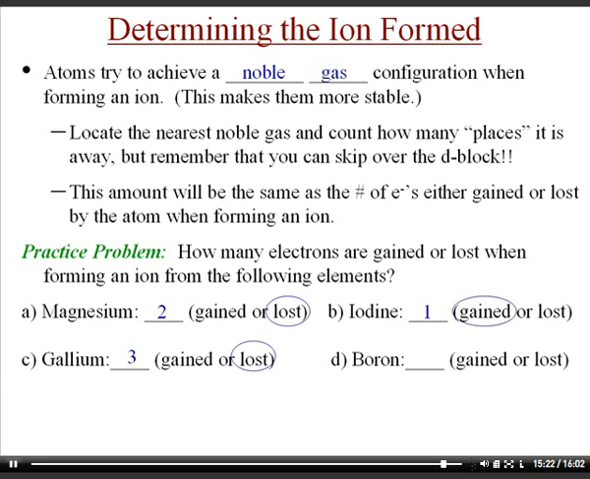You can skip over the D block. You don't need to worry about losing those D electrons. So only your valence electrons are the ones you're going to remove. So gallium can be more stable if it loses 3 electrons. So boron is also in group 3, so it's also going to lose 3 electrons.